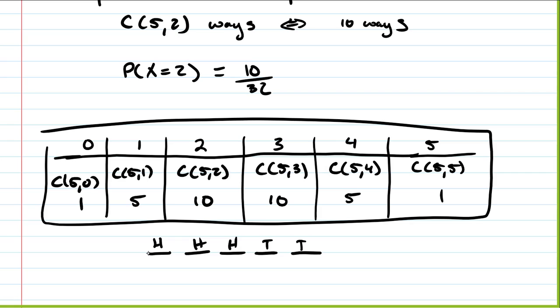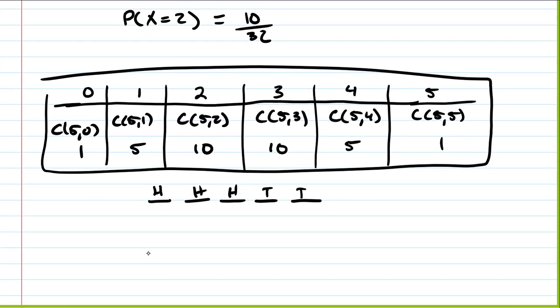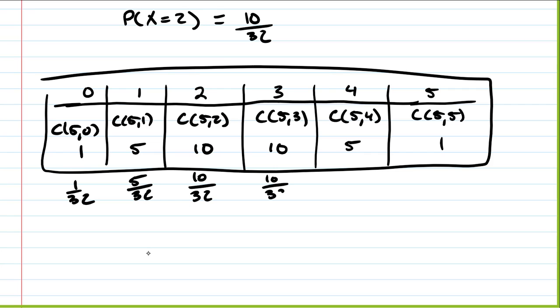And it indeed is. 1 plus 5 is 6. 6 plus 10 is 16. 10 plus 16 is 26. 26 plus 5 is 31. 31 plus 1 is 32. So then, finally, calculating our probabilities, we're going to have 1 out of 32, 5 out of 32, 10 out of 32, 10 out of 32, 5 out of 32, and 1 out of 32.